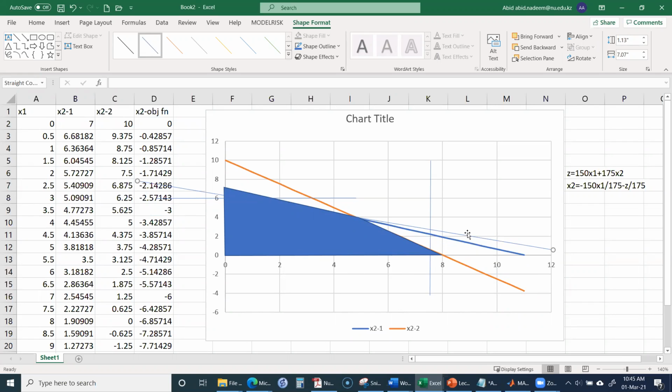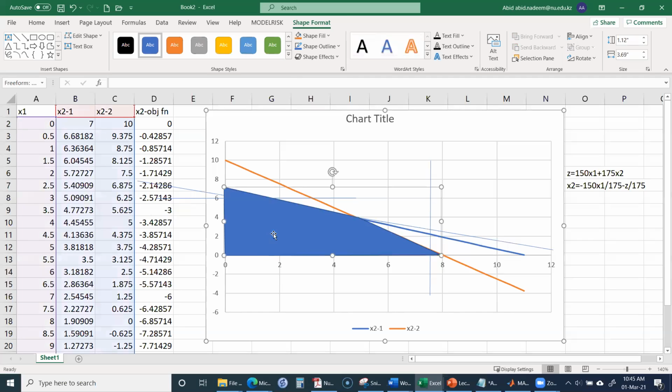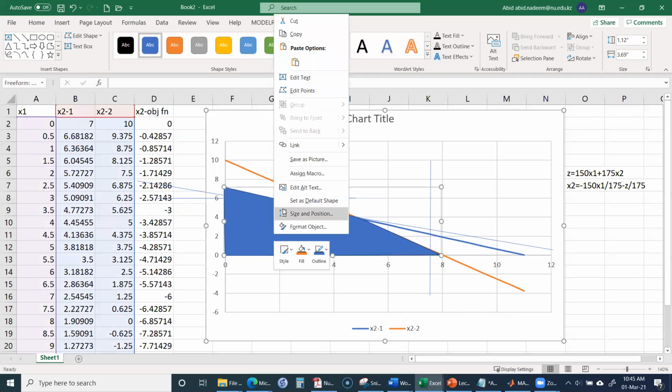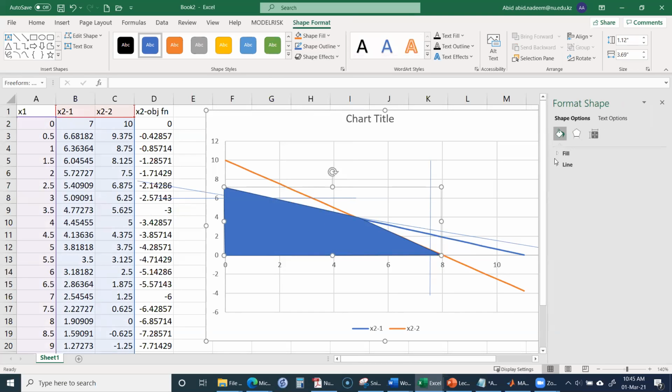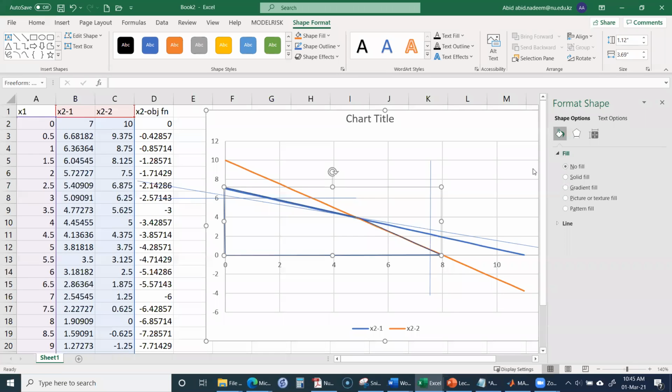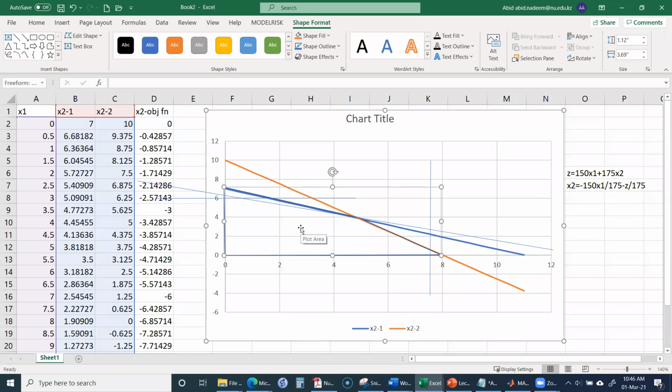Actually, maybe I can just format the object shape. There is no fill. Okay. So now it will be better, I think.